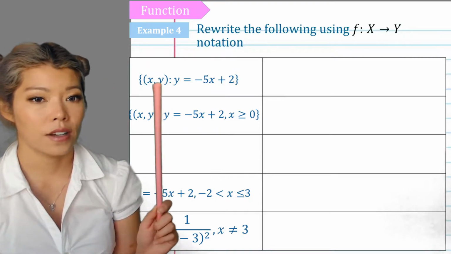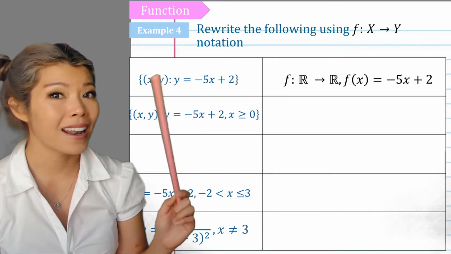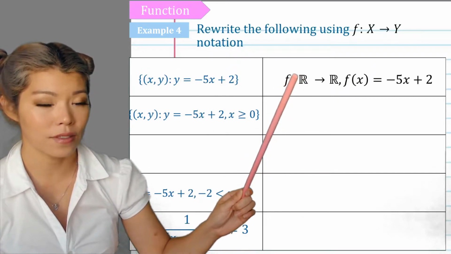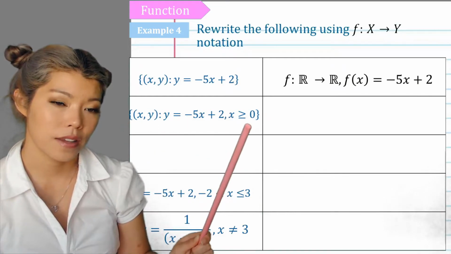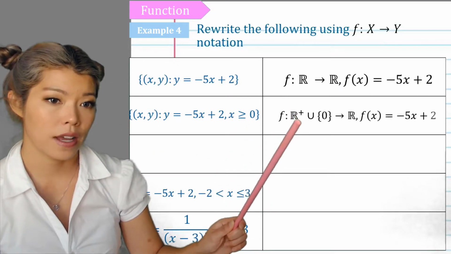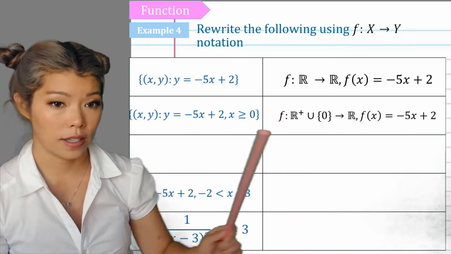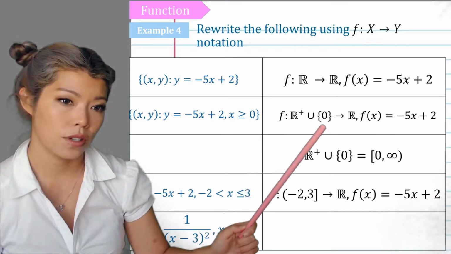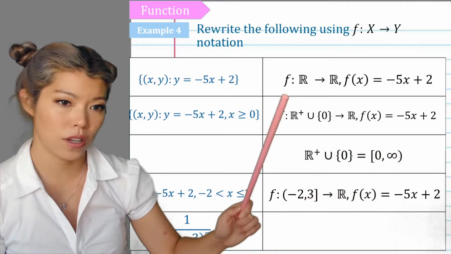So here we have the set of x and y, where y equals -5x plus 2. So the implied domain or maximum domain is everything, so that's why we have R to R, and our function. Here the domain is given to us as more than or equal to 0, so we have the domain there as R plus union 0, and our equation is the same. We could also write R plus union 0 as between 0 inclusive and positive infinity. Doesn't matter which way you write it.